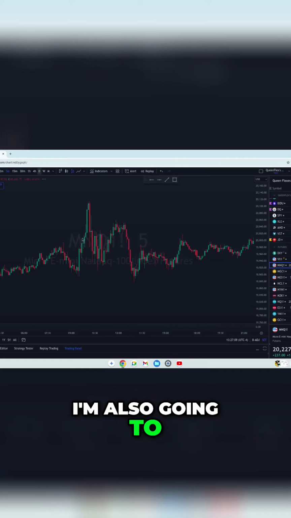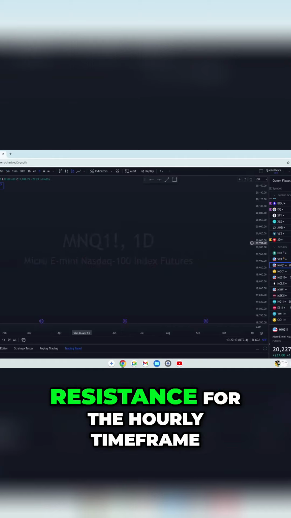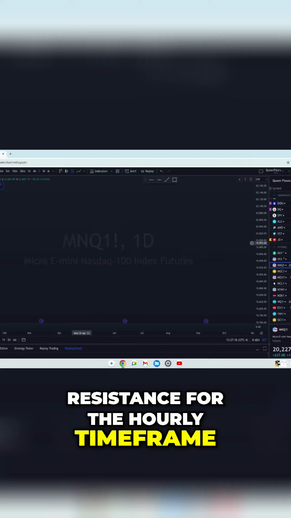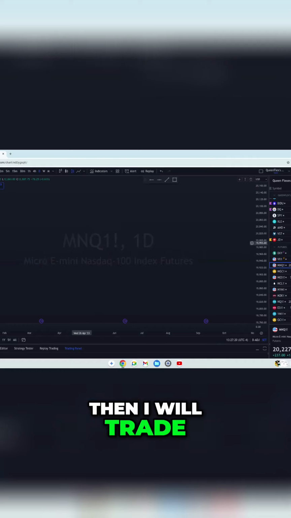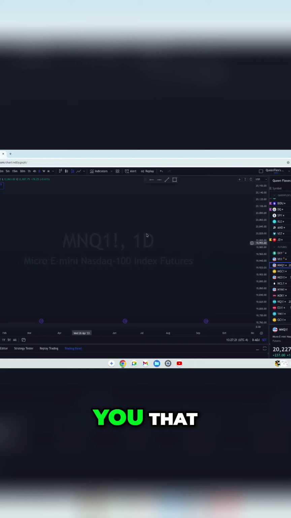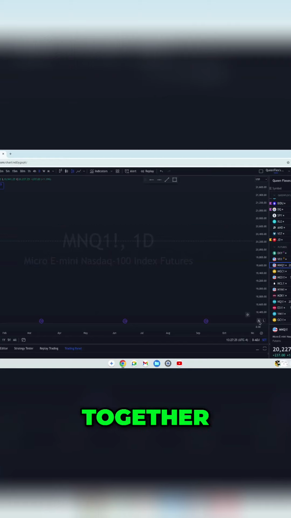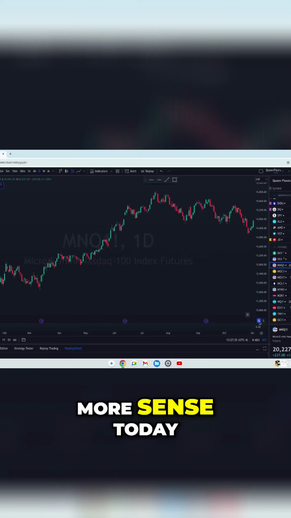I'm also going to put in support and resistance for the hourly time frame, and that's because I use the 1 hour support and resistance, and then I will trade on my 5 minute. So I will show you that, but we're going to do it all together. I felt like that made a little bit more sense today.